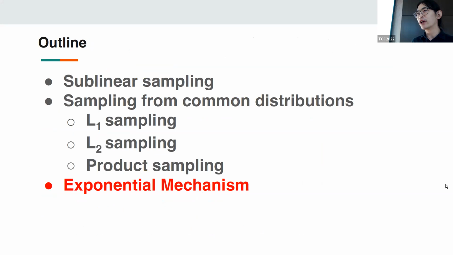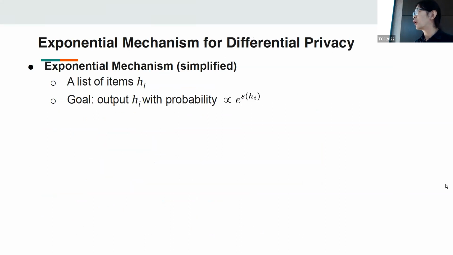And from that product sampling, we now see that when it's possible to construct that, and in general it's impossible, then we realize a two-party exponential mechanism. The whole point of the exponential mechanism is to achieve differential privacy. So assuming you have a list of items H, the goal for the exponential mechanism is to output some of the H_i with a probability proportional to e to the power of S(H). Here S is the score function evaluated on H. And the purpose is to hide the individual privacy for the individual item H.